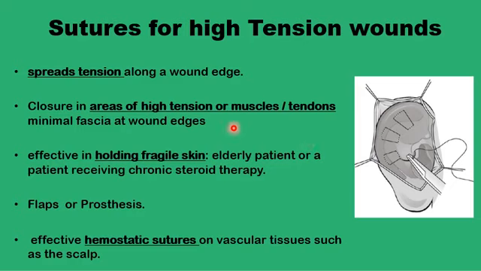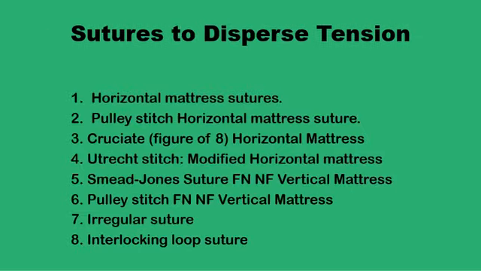They can handle well fragile skin in the elderly or if the patient is on long-term steroids, for example. They help in securing heavy flaps like musculocutaneous flaps or a prosthesis in situ. We'll go through these 8 sutures designed to help in suturing high tension wounds.